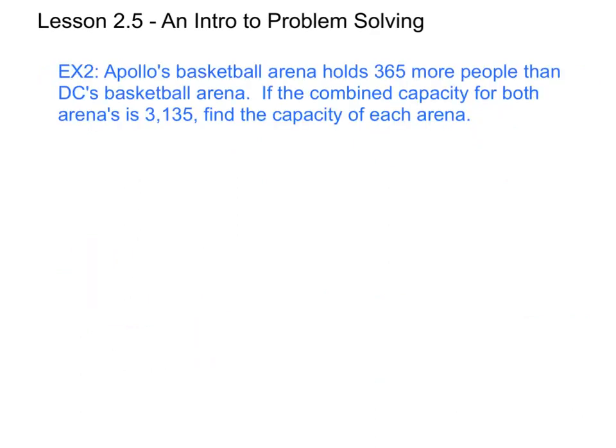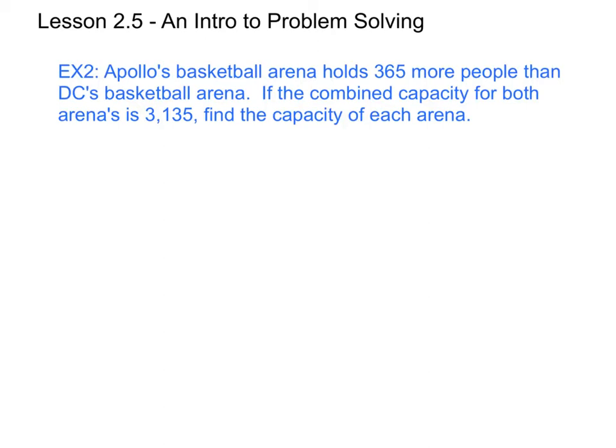Okay, let's move on to example 2. This is another word problem like all the problems will be today. Let's read through this one real quick. Apollo's basketball arena holds 365 more people than DC's basketball arena. If the combined capacity for both arenas is 3,135, find the capacity of each arena.